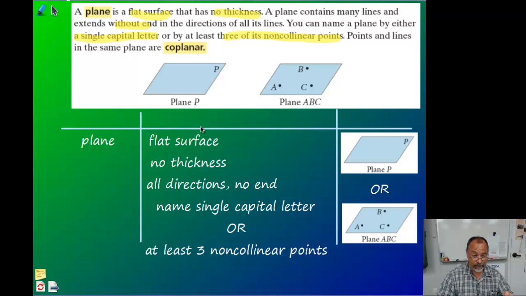Now notice, very important, there is no plane symbol. You don't put anything above the letters. Remember, with a line, we use 2 letters with the line symbol above it. But with a plane, we just use 3 letters, no symbol. So make sure you are aware of that.